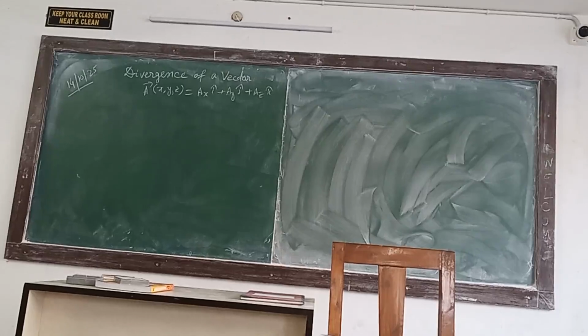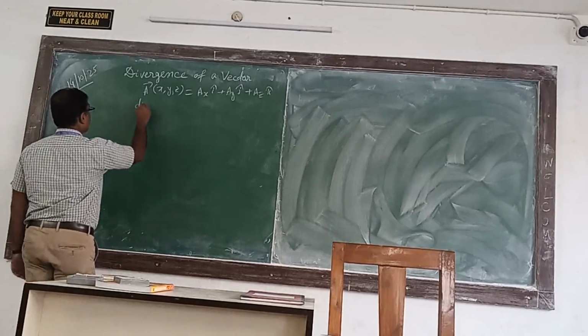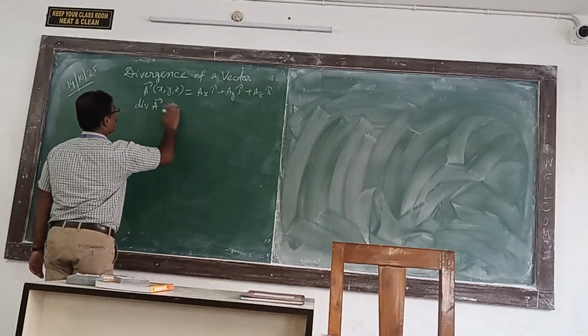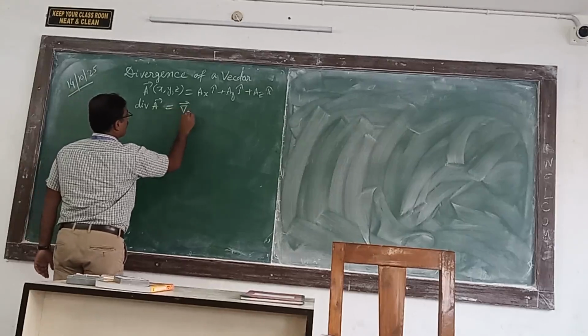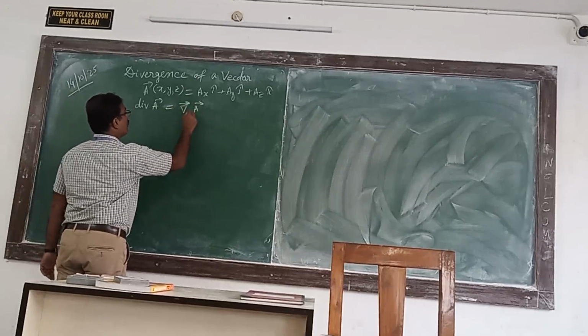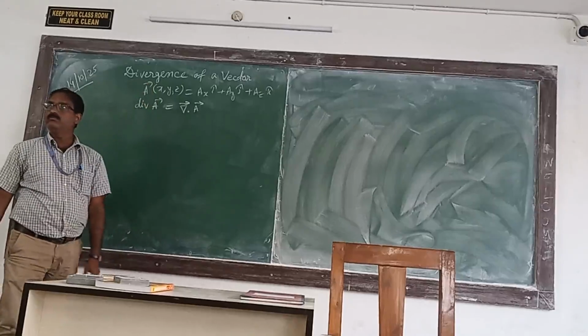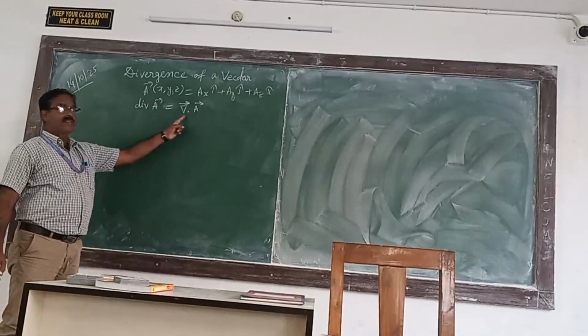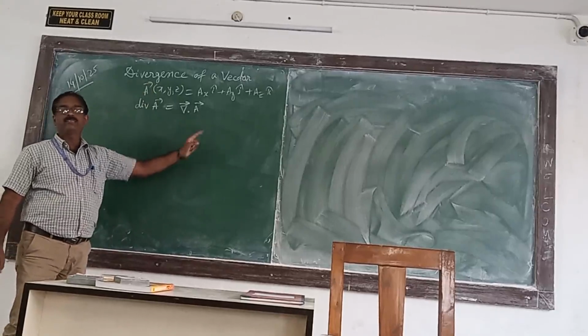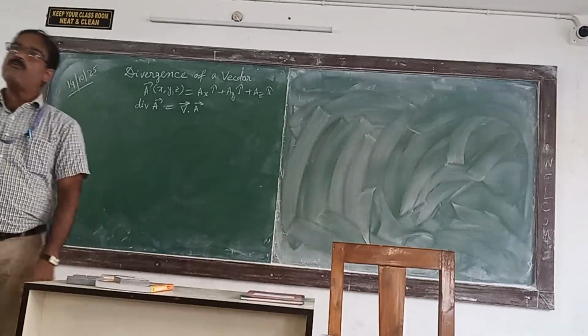div A, or this is equal to the divergence of A. Now we put a dot product here: divergence, del dot A. This is called the divergence of A.